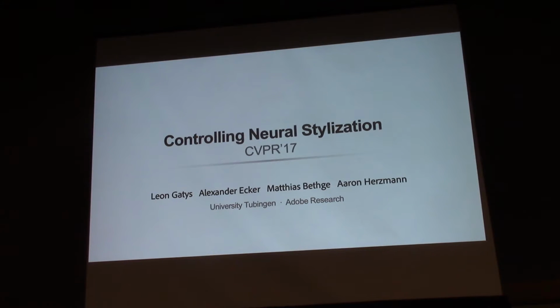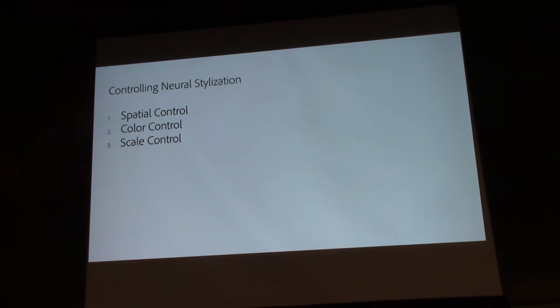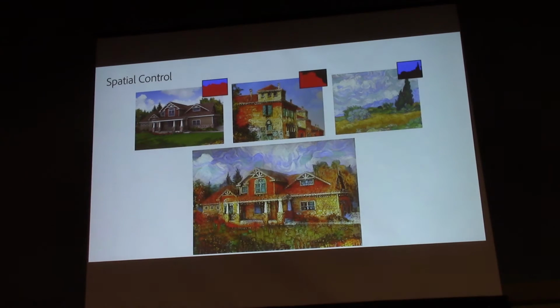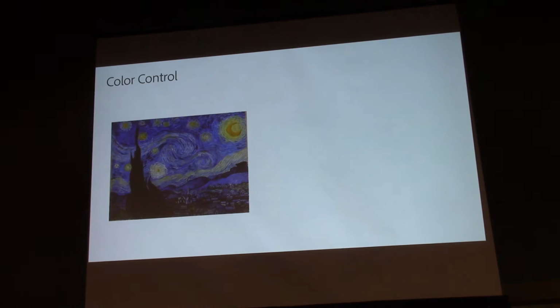So the first work is a pretty old one on controlling neural stylization with Leon Gatis and colleagues from University of Tübingen and Aaron Hertzmann from Adobe. I'll be talking about three types of control: spatial, color, and scale control. Spatial control is something that has been adopted since this work by many papers. I believe the SPADE paper is the most recent incarnation of this idea. Basically, the idea is that you can mix and match different styles at different regions of the image based on some mask. We showed one way to do it, and since then there are many papers that show other ways to do it.